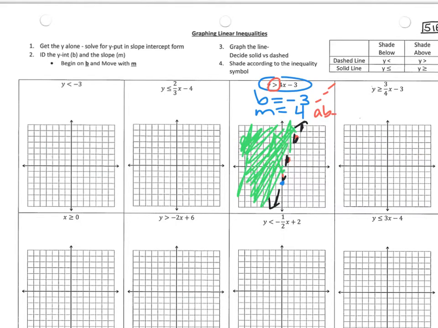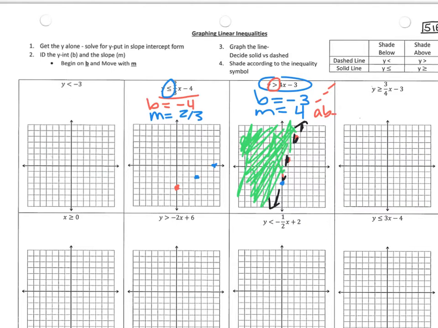Okay, now let's go back to this second problem here. We're going to begin with B, which is -4. So plot my y-intercept. Move with M. So I'm going to go up to right 3. This should seem really familiar to the previous problem we just did. Up to right 3.